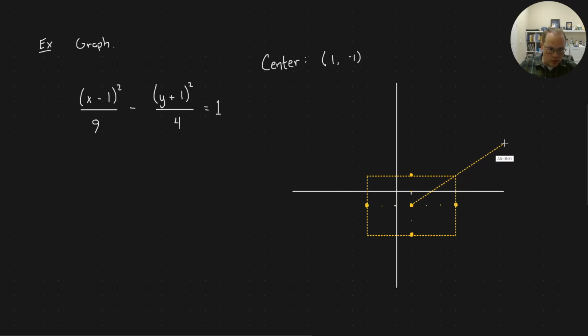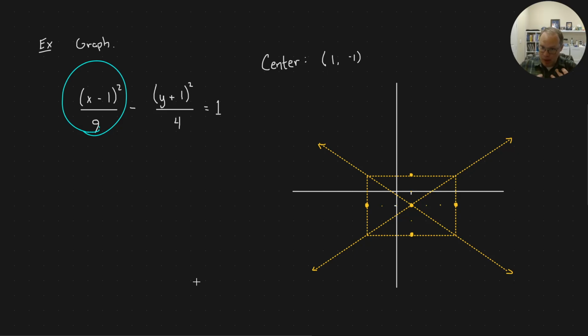Draw your asymptotes through opposite corners. Notice this box drawing step is exactly the same whether the hyperbola opens left and right or whether it opens up and down. It's not until after you draw the box that you have to identify which direction it's opening. In this case, it's opening in the x direction because that's the positive term. So I'm going to open in the x direction.